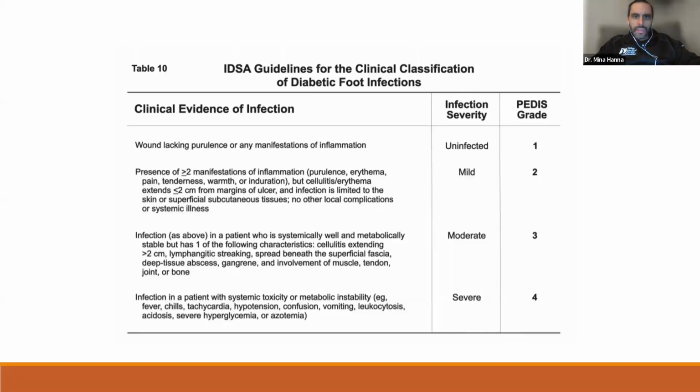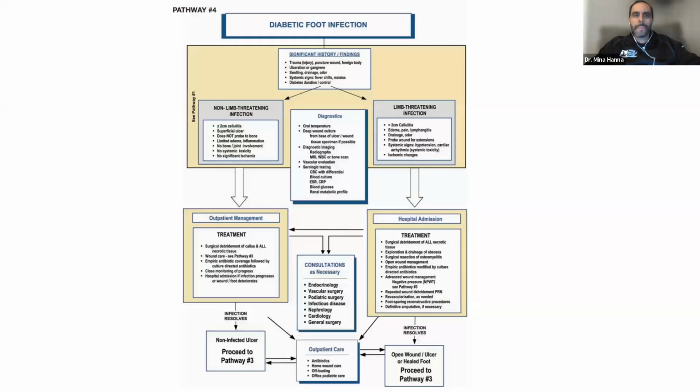So basically, there's a guideline that tells us what we need to look for to figure out how serious the infection is: mild, moderate, or severe. Typically, moderate to severe patients would have to go to the hospital. If it's an uninfected wound, we would see the patient regularly in wound care in the office. And if it's a mild infection, usually we treat them with oral antibiotics. But once it gets to this level right here, they need IV antibiotics and more intervention in a hospital setting.